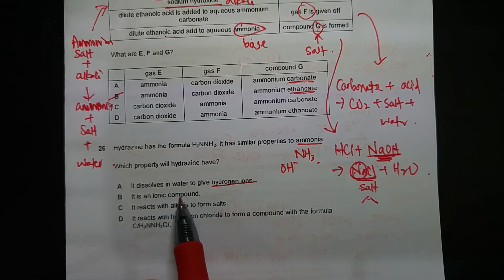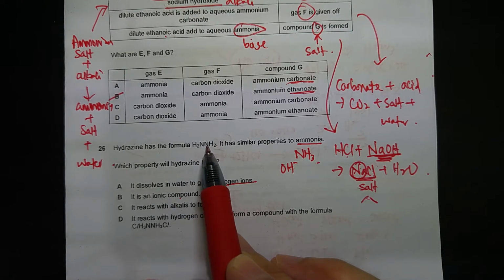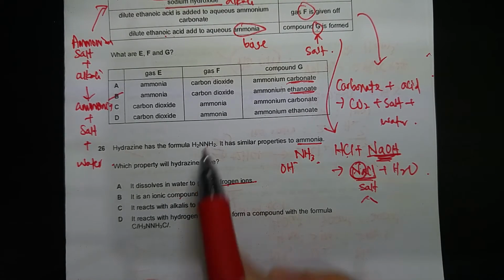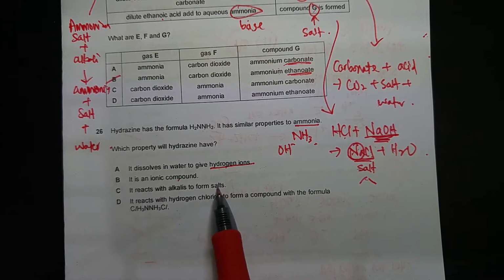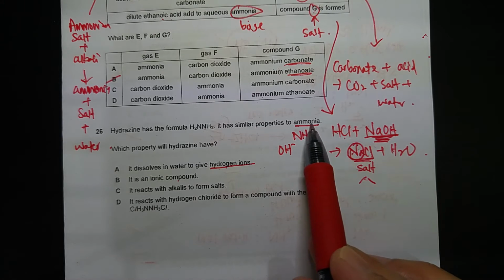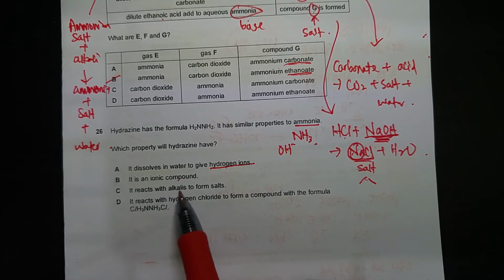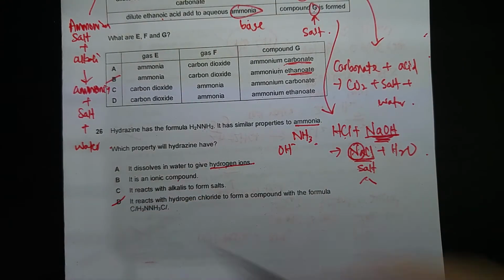It is an ionic compound? Nitrogen, hydrogen, they are both non-metal. Cannot be ionic compound. The ionic compound must be metal and non-metal. Reacts with alkalis to form salt? Hey, ammonia is a base. How can base react with alkali to form salt? So the answer must be D.